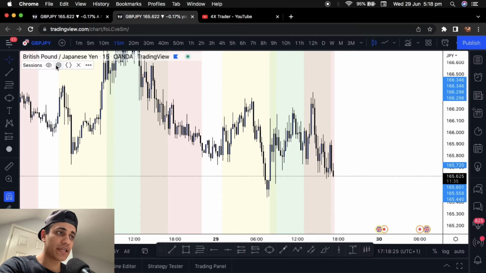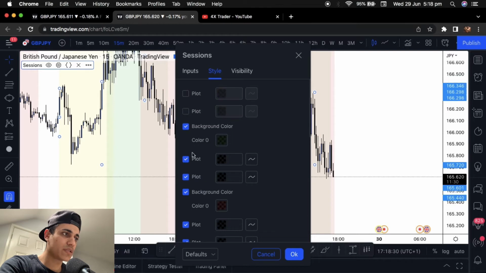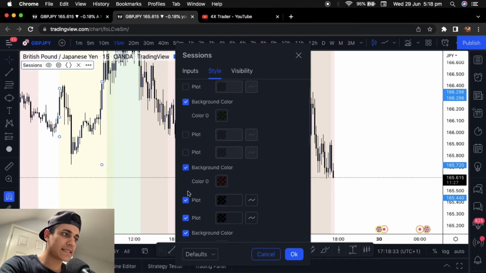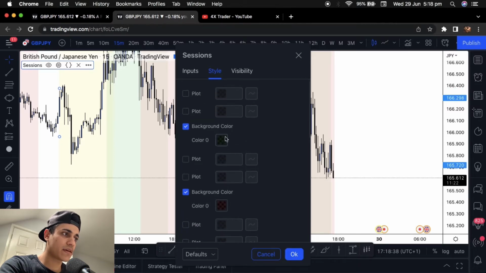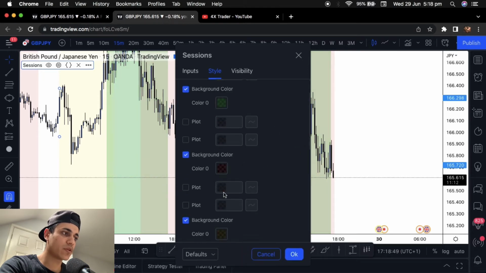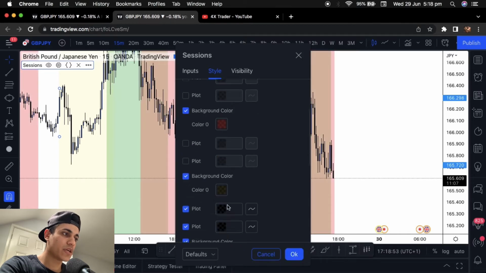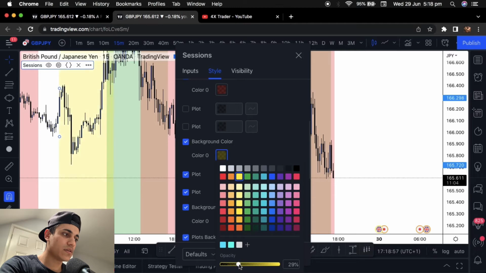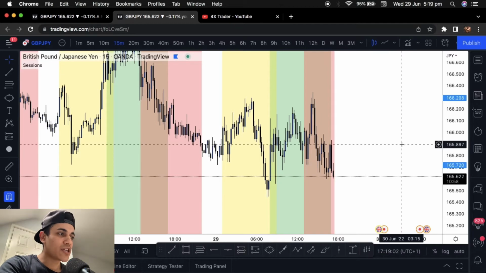What I like to do personally, obviously this is up to you, is untick all these plots. I like my charts as clean as I possibly can get them, and then I also like to make the transparency or opacity a little bit higher. I like to make it like 30, just for the sake of this video, so that it's more visible and you guys are able to see it more. Boom, 30, and this is the Asia session. Perfect, just like that. See how beautiful that is?